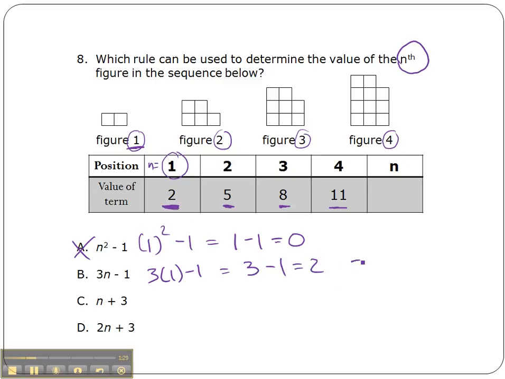Let's try it for n equals 2. 3 times 2 minus 1. 3 times 2 is 6 minus 1 equals 5, which is the term we get when n equals 2. So it looks like we have our answer. But let's try the other ones just to make sure.